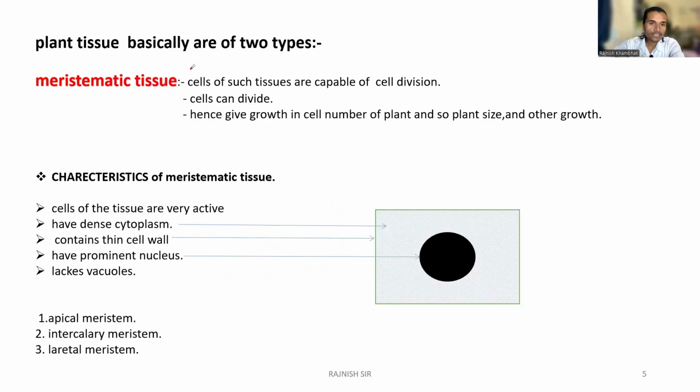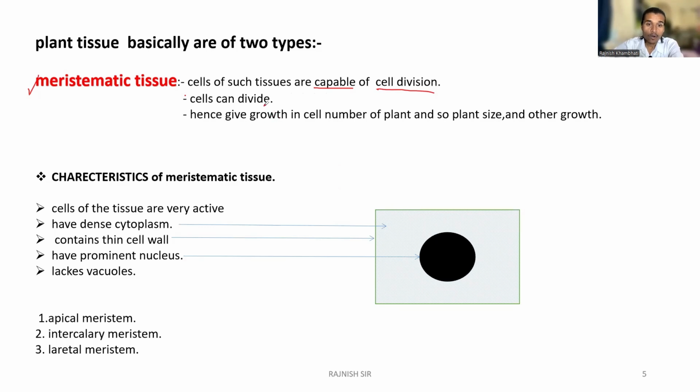The first type of tissue is meristematic tissue. What is their main characteristic? They are capable of cell division. Remember that. Meristematic tissue means they can do cell division. They can divide.